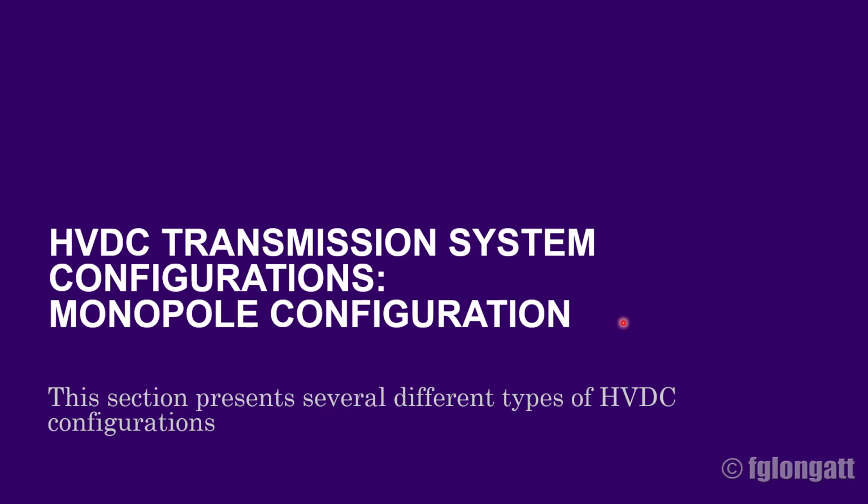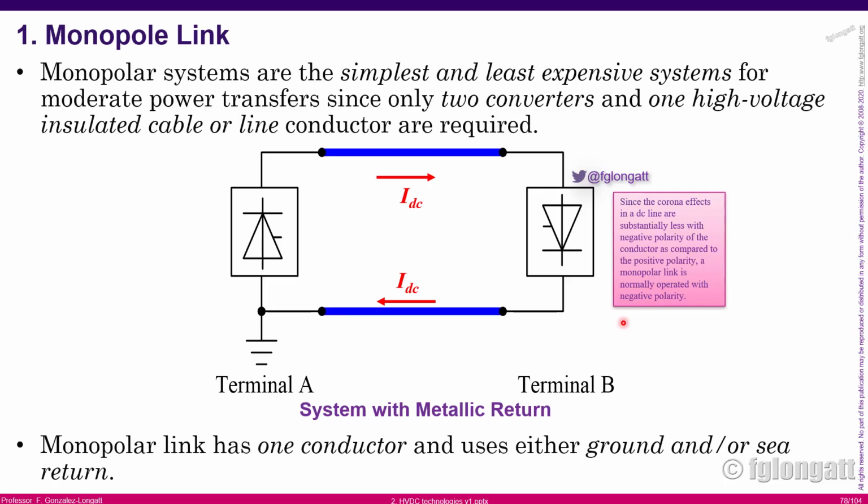Well, let's start with the basic one. This is the monopole configuration, and the monopole configuration, as I said before, is the simplest and the least expensive system for relatively low power transfer, okay? As you can see over here, this is the configuration using a metallic return, okay? We can have here, for instance, a copper cable, and over here in blue color, we can have another cable, and that is the return, okay?